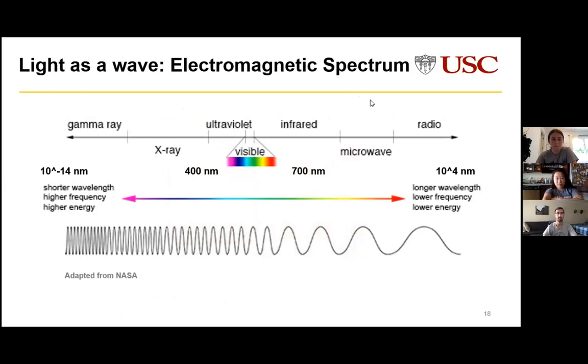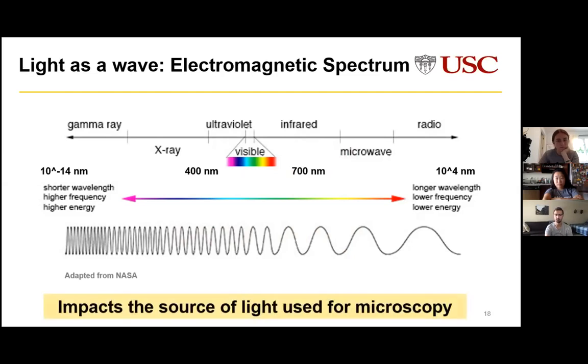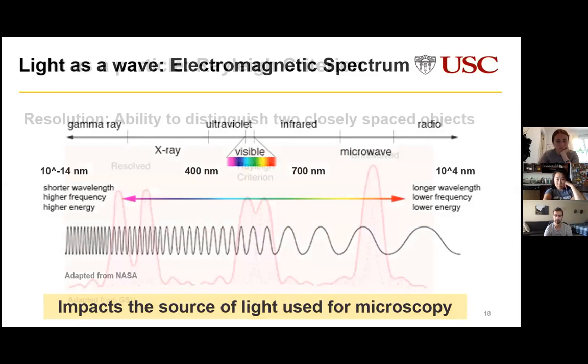So light as a wave, you guys have probably heard of the electromagnetic spectrum, and it ranges between 10 to the minus 14 to 10 to the 4 nanometers, but visible light is only within 400 to 700 nanometers. So what we see just walking around, it's within that small range. And the wavelength can impact the source of the light that is used for microscopy.